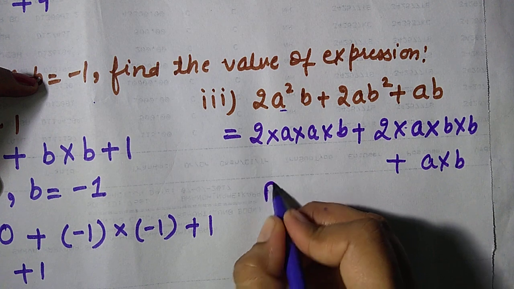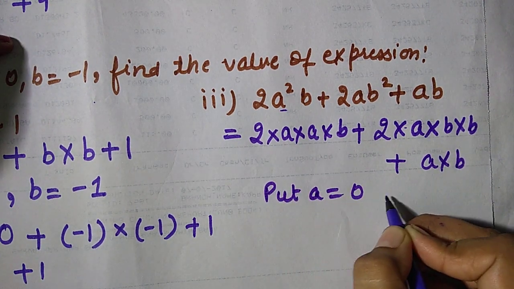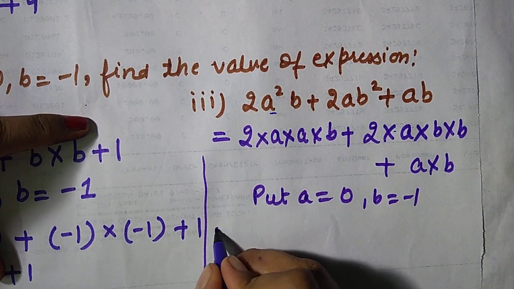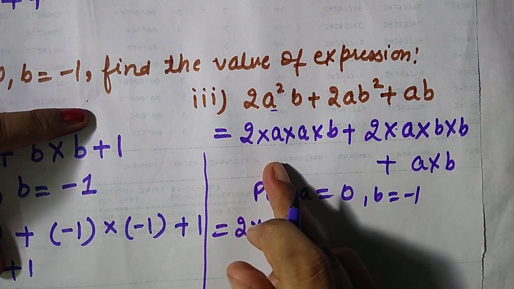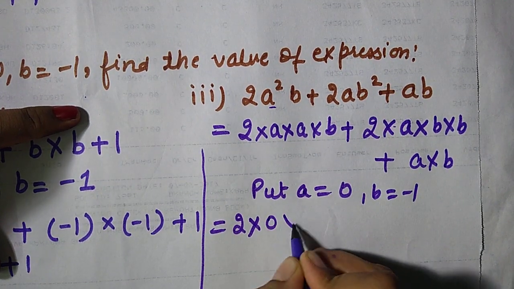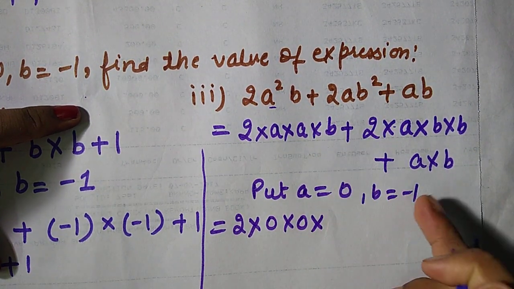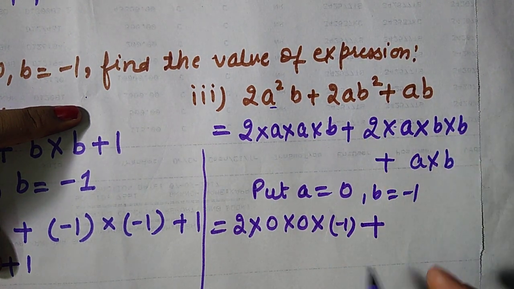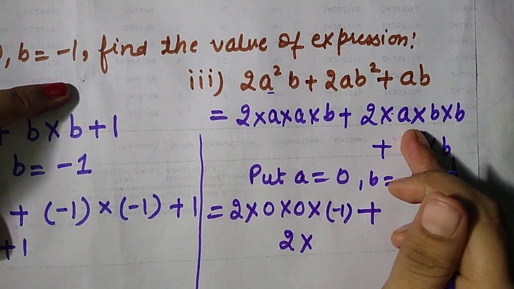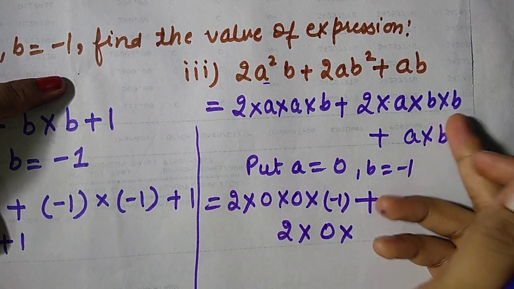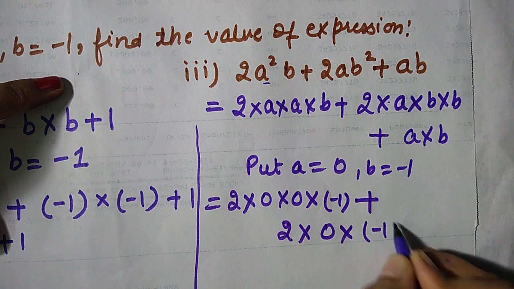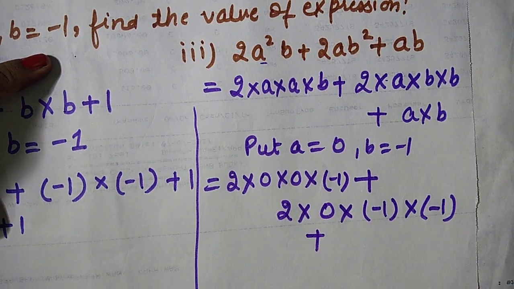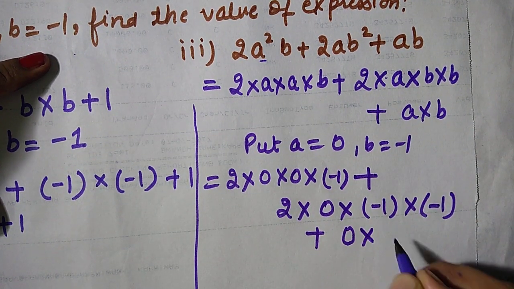Now I will again put a equals 0 and b equals -1. So it will be 2 into, in place of a, 0, into 0 into b, which is -1 because it is given in the question. Then plus this term, 2 into a, which is 0, into b into b, meaning -1 into -1. Again plus ab, where a is 0 and b is -1.